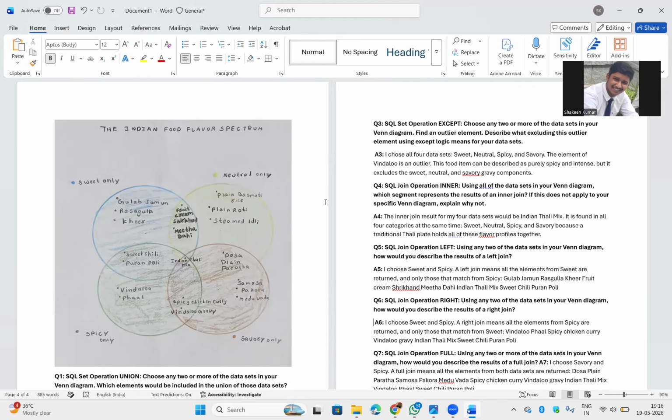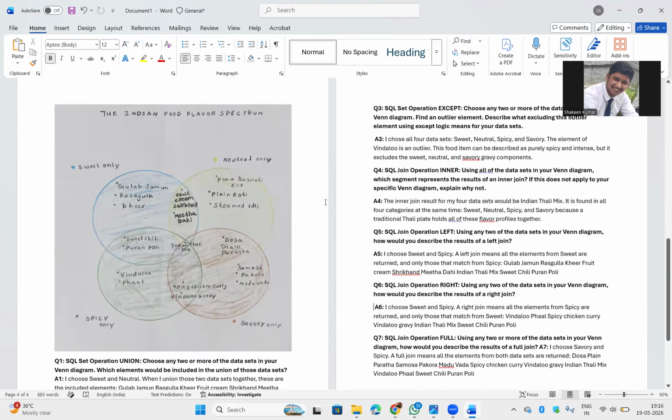This food item can be described as purely spicy, and it excludes the sweet and neutral savory gray components. And for the fourth question, for operation inner, I chose that for my four data sets it would be Indian Thali mix. If you can see in the middle, Indian Thali mix is found in all four categories at the same time: sweet, neutral, spicy, savory, because the traditional Thali plate holds all four flavor profiles together.